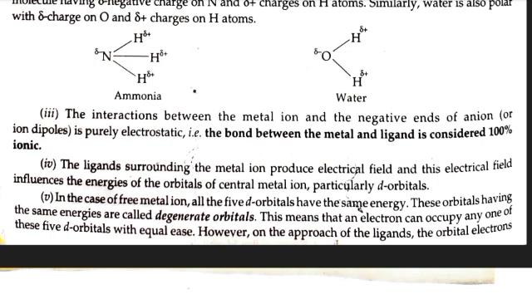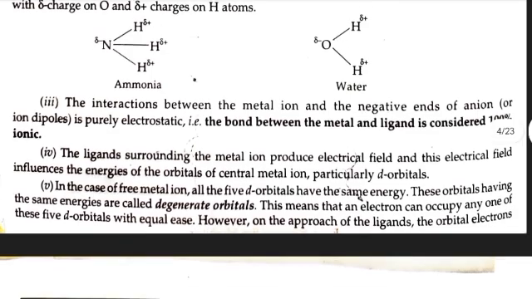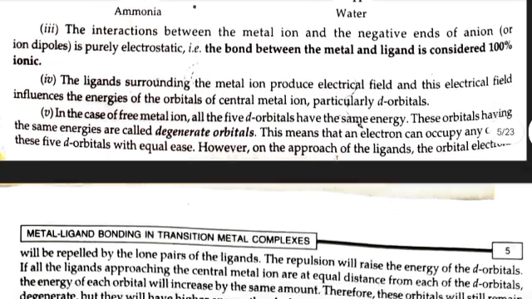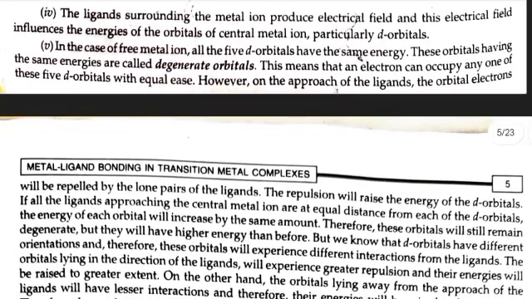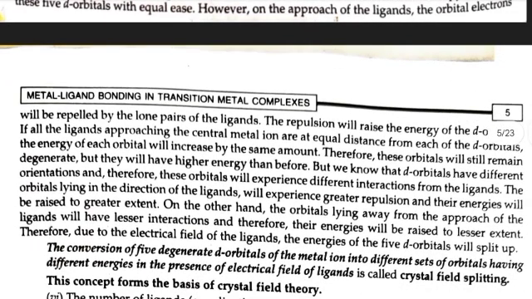In the case of a free metal ion, all the 5d orbitals have the same energy. These orbitals having the same energy are called degenerate orbitals. This means that an electron can occupy any one of these 5d orbitals with equal ease. However, on the approach of the ligands, the orbital electrons will be repelled by the lone pairs of the ligands.